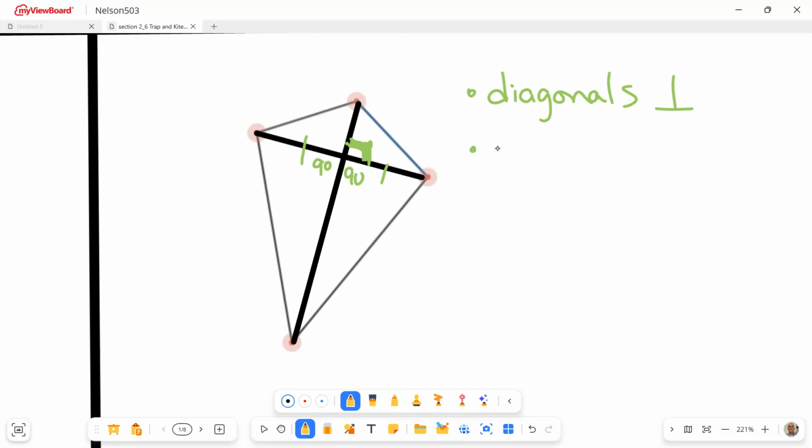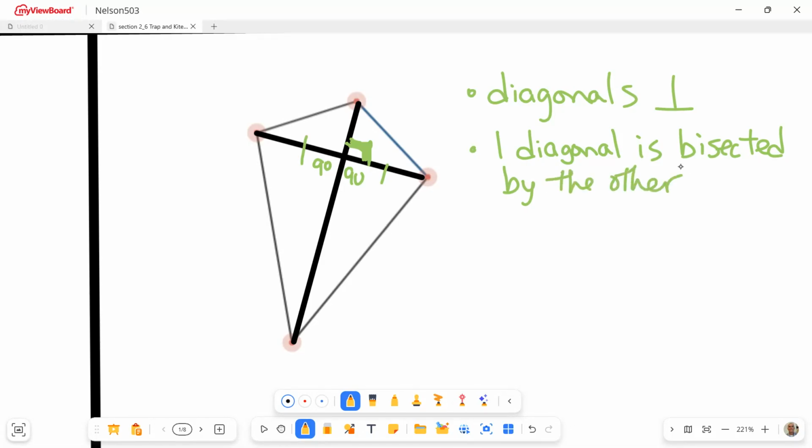Now, does it look to you like this shorter diagonal is getting bisected by the longer diagonal? Yeah, I hope it does. So one diagonal is bisected by the other. Okay, put that down in your notes. But it's not both diagonals getting bisected, it's only one. Now, how do we tell which one it is?